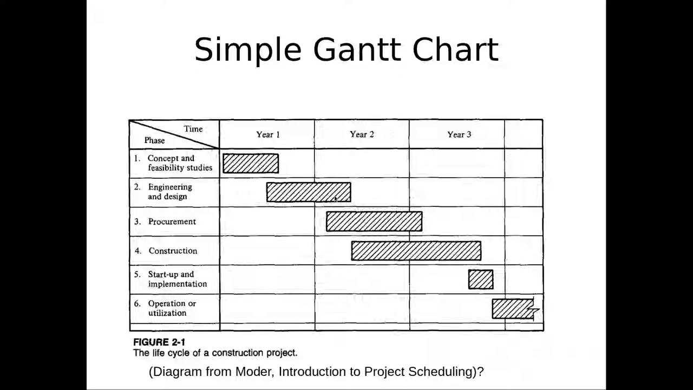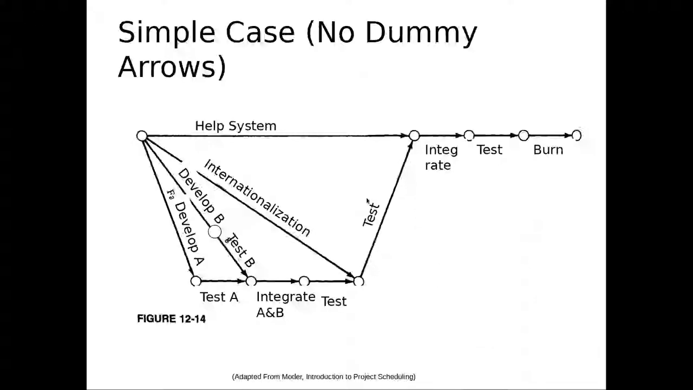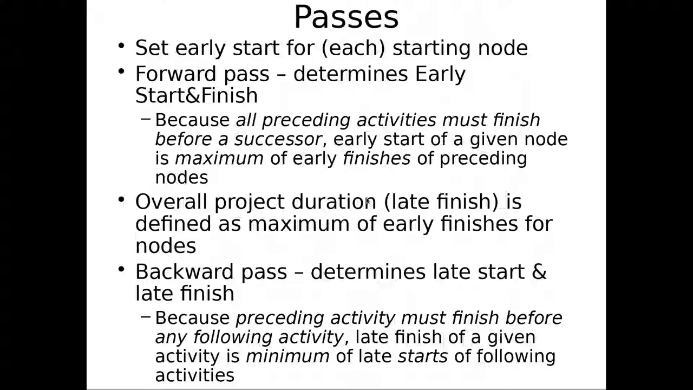But some of these will have slack. Some can be shifted around. Not shown here. They can be shifted around because they're not on the critical path. Okay. So this is the basic gist of the algorithm, okay?